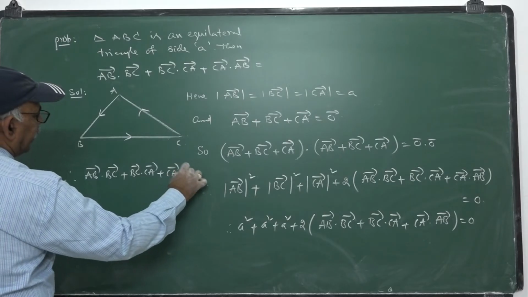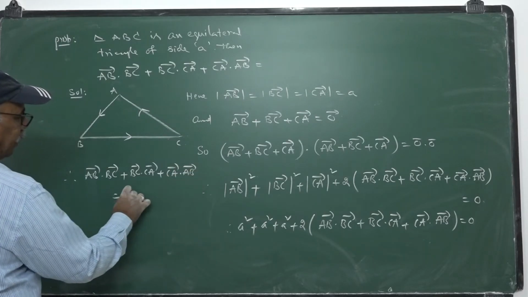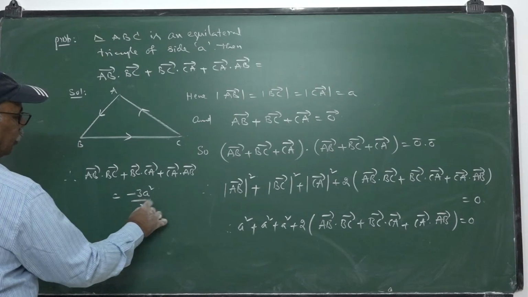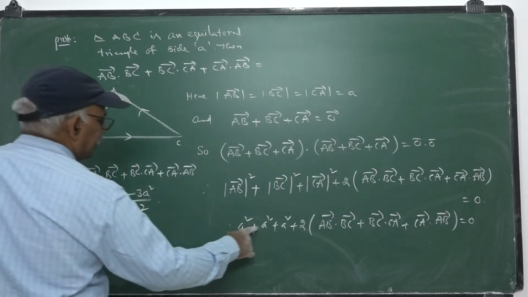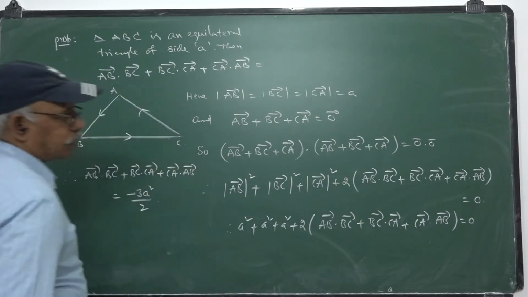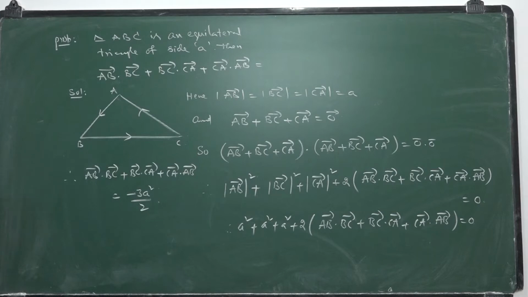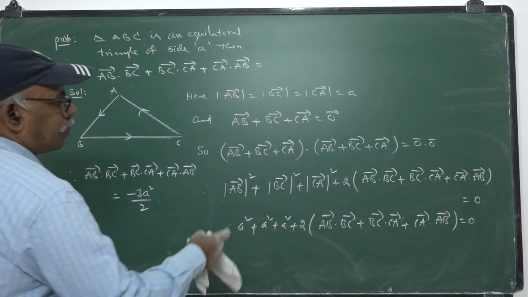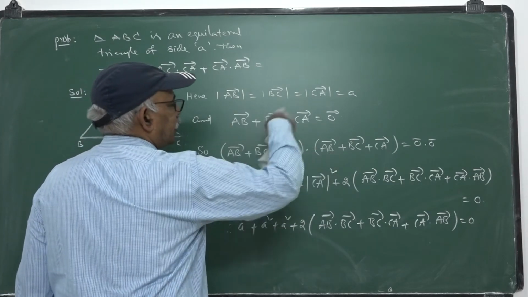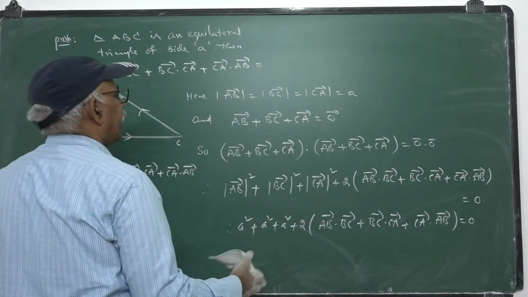is given by minus 3A square by 2 itself. Because this is 3A square, once you transfer 3A square to the right hand side, we get minus 3A square by 2. That gives us the required product sum. Dot product of the same vector is nothing but modulus square itself. I am taking that one.